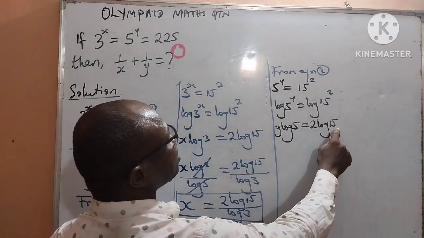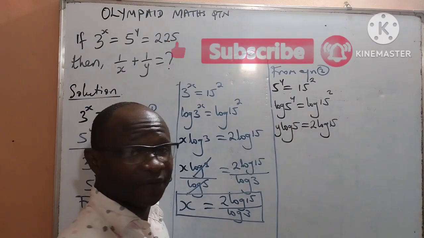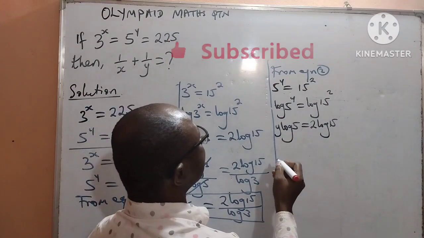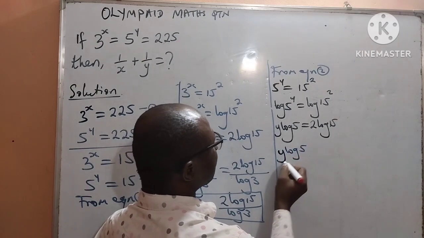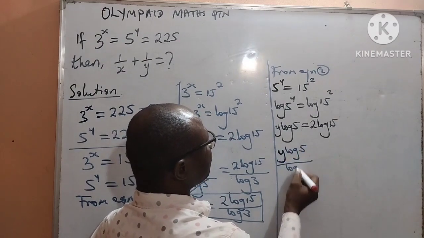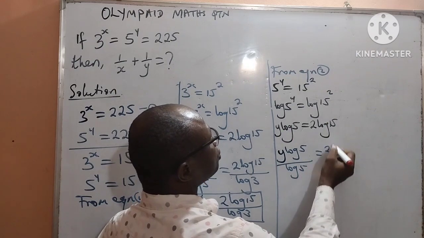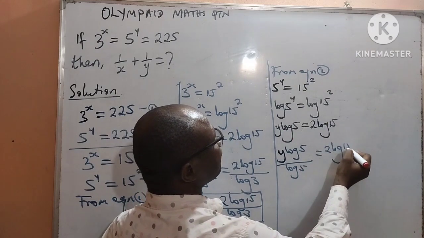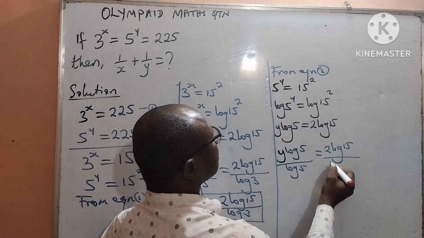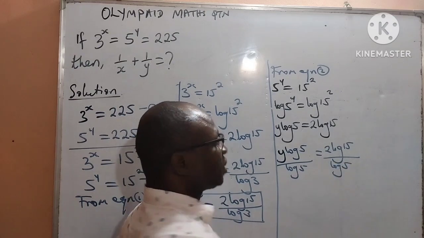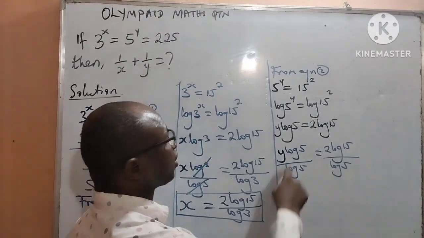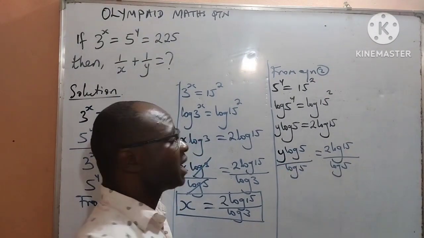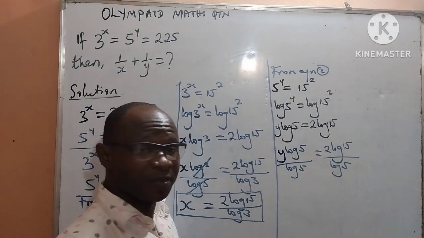I am going to divide both sides by the logarithm of 5. And that means I will now have y, then the log of 5 divided by log 5 is equal to 2, then the logarithm of 15 divided by the logarithm of 5. Looking at it very well from the left hand side, you see that I have the logarithm of 5 at the numerator, and I also have the logarithm of 5 at the denominator.